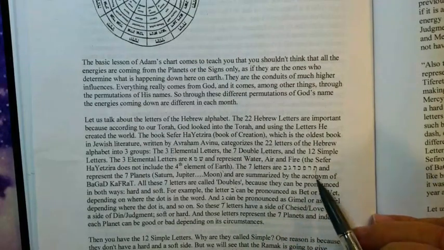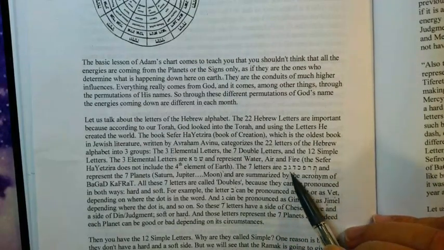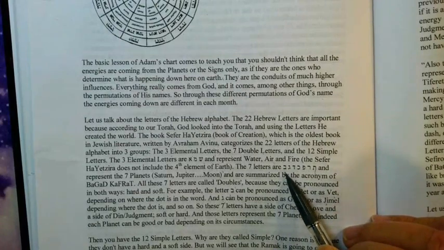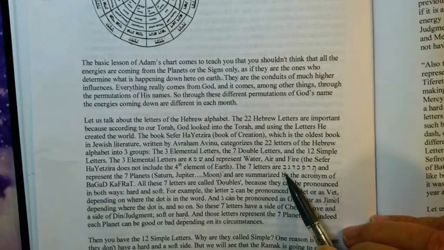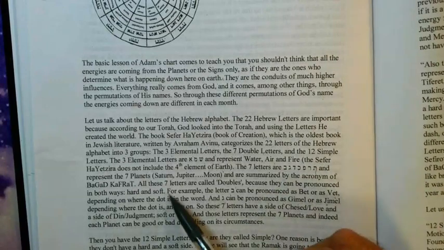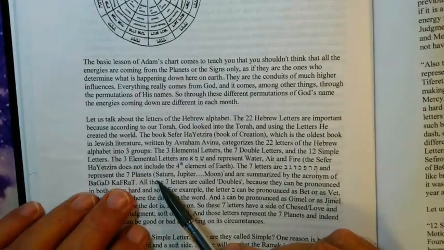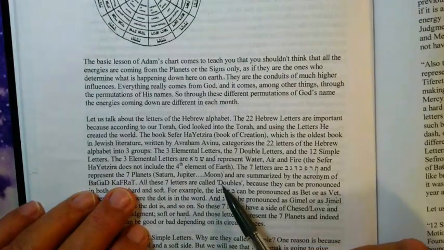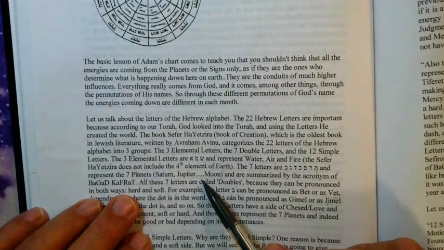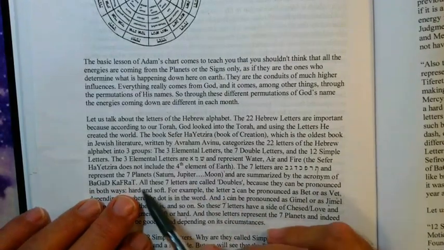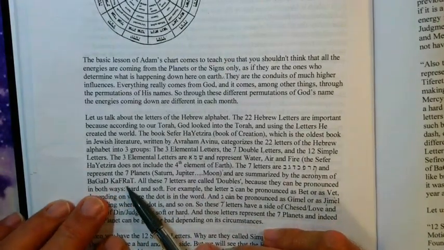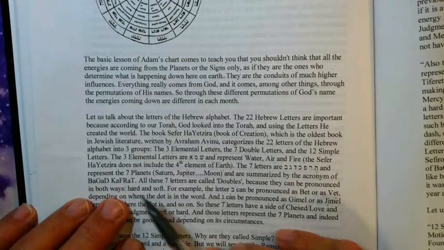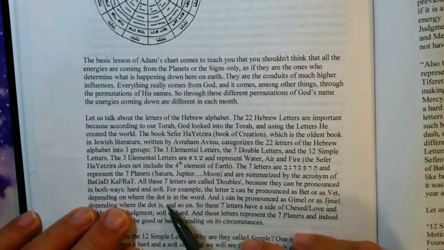The 7 letters are Taf, Resh, Pei, Kaf, Daled, Gimel, and Bet. These are the 7 letters, and they are the letters of their double letters. So these represent the 7, which the rabbis call the Kochvei Lechet, the orbiting planets that are around our sun, which is Sun, Jupiter, and Saturn. That's going backwards. And finally the moon and the sun, who are summarized by the acronym where they're called by their Hebrew letters Bagad Kafrat. So they're called doubles, he said, because they can be pronounced in 2 ways.